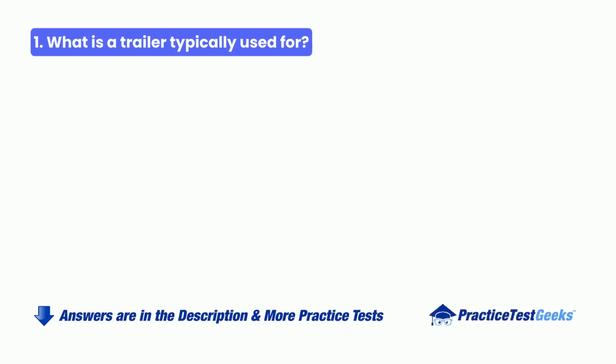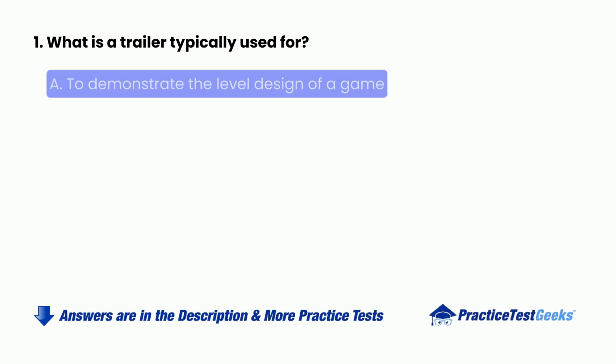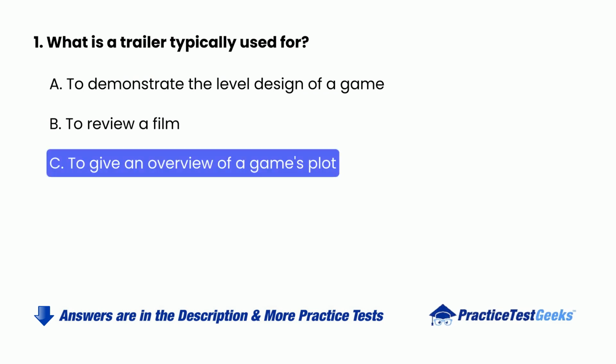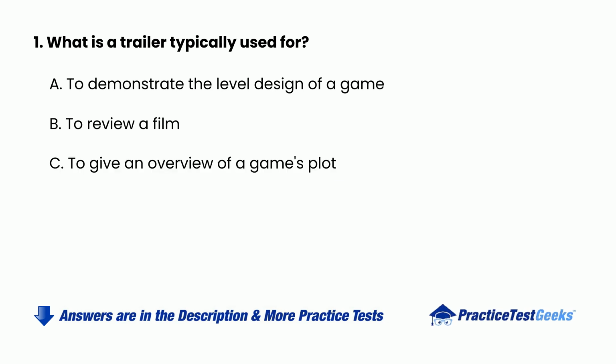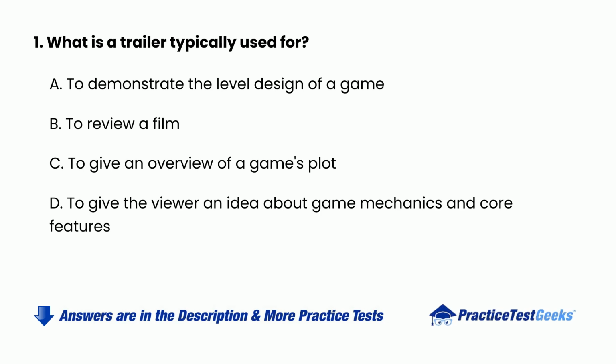1. What is a trailer typically used for? A. To demonstrate the level design of a game. B. To review a film. C. To give an overview of a game's plot. D. To give the viewer an idea about game mechanics and core features.